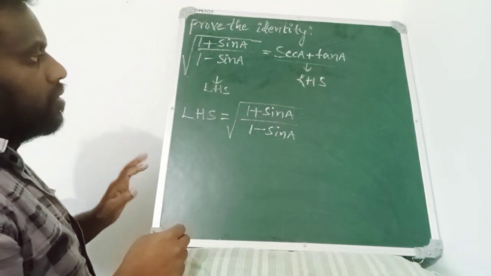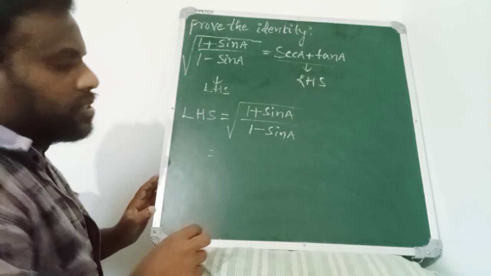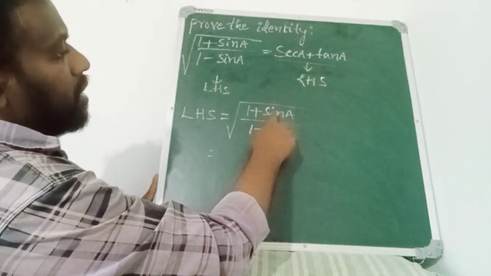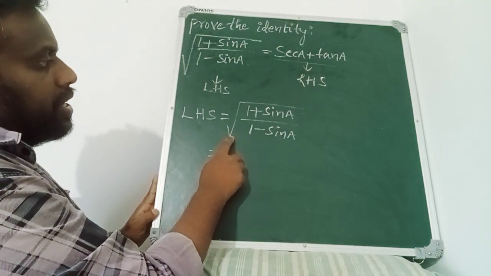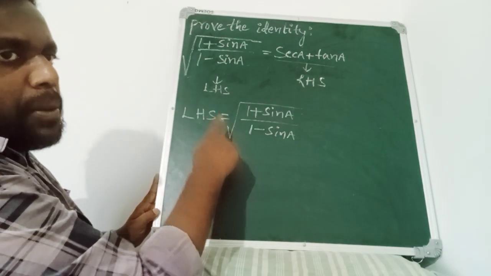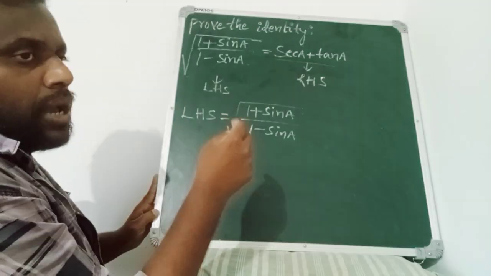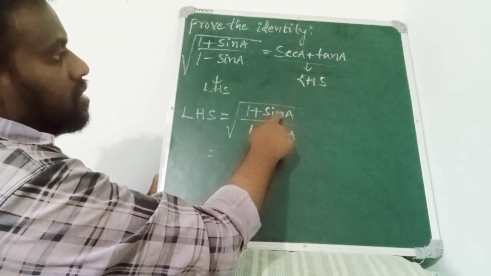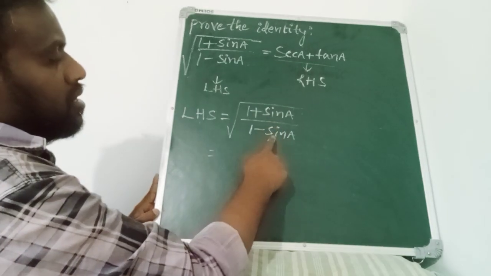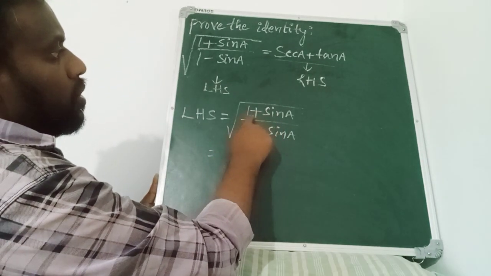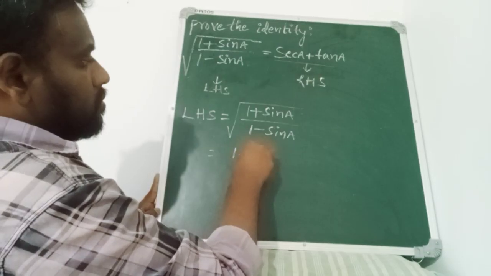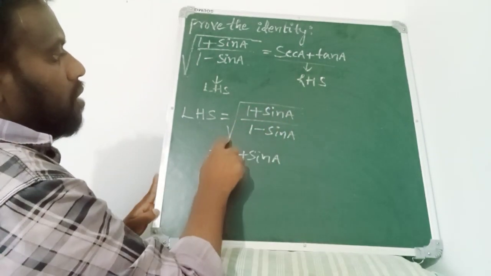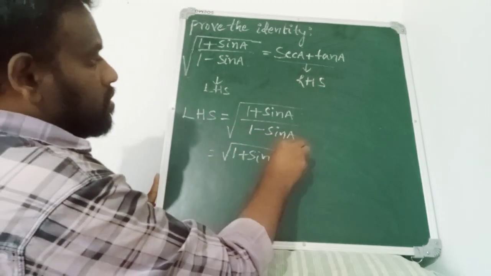So next step, see, this square root is for both this numerator and denominator. We can split this square root separately. You can take this square root separately for this and separately for this. So first I will take this 1 plus sin A. I will take square root for this, like this.